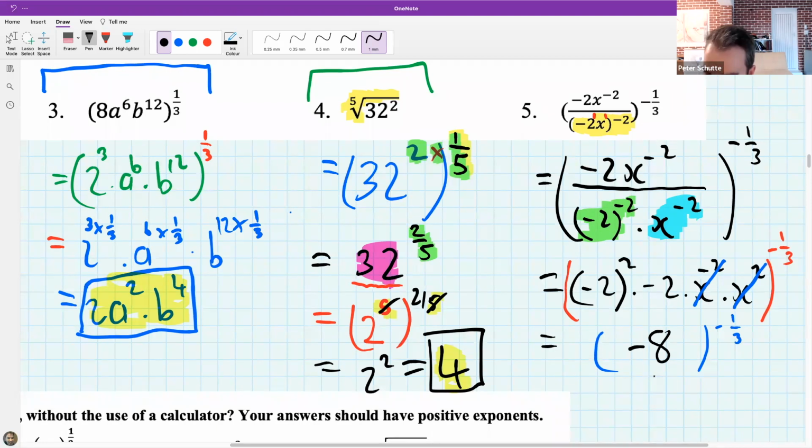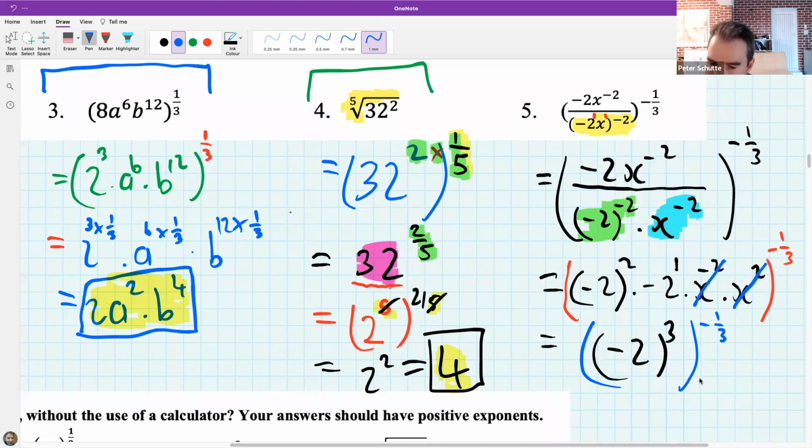There's a couple of different answers coming in here. Let's have a look. You know what? Let's actually not do it like that. Let's do it like this. Let's leave it like this. I've got -2 squared times -2 to the power of 1. I'm just going to get -2 to the power of 3, because there's 3 -2's that are being multiplied. And then outside that, there's going to be -1/3.